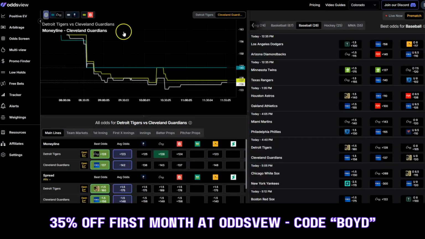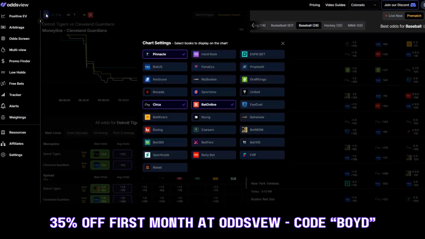Now you can go in here and you can add the different sportsbooks. I'm focusing on these three because these are the sharp books, the odds-making books. We're going to pull up Novig here. Novig is also a very sharp betting exchange. It is in just over 39, 40 states in the country.